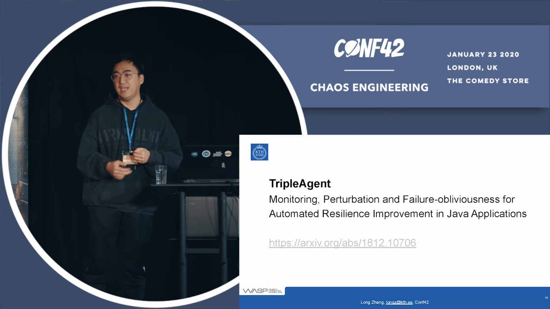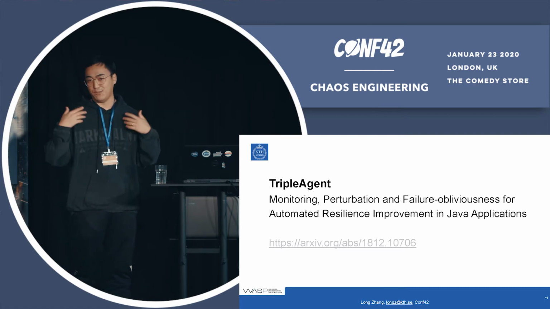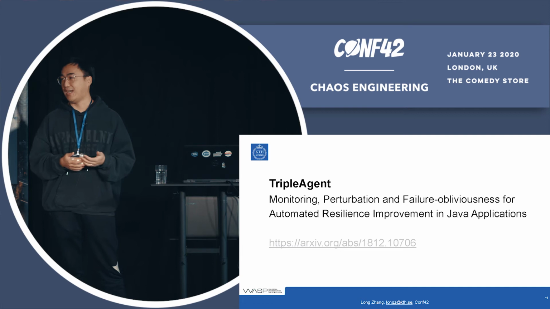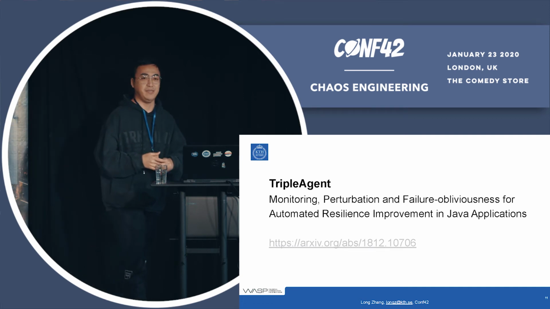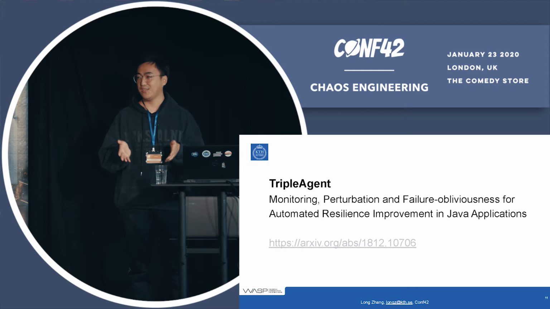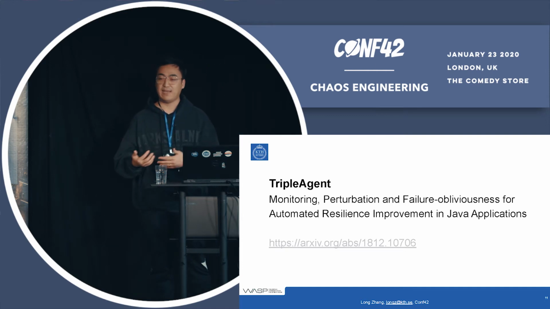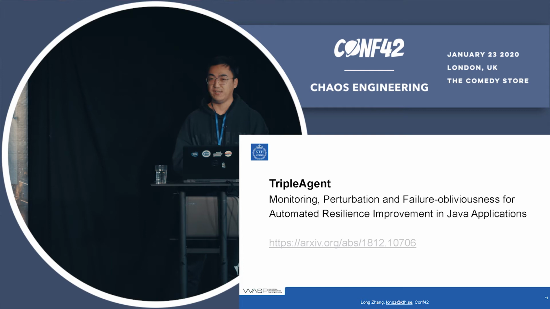It's called ChaosMachine. And I would say it brings some thoughts on the different perturbation models. We could perturb the networks. We could also perturb it at the application level with some bytecode instrumentation method. And the goal of chaos engineering is to verify your system and to build confidence and finally to improve the resilience of the system. So we would also like to combine different techniques: chaos engineering, fault injection techniques, and also self-healing techniques, for example, failure-obliviousness.